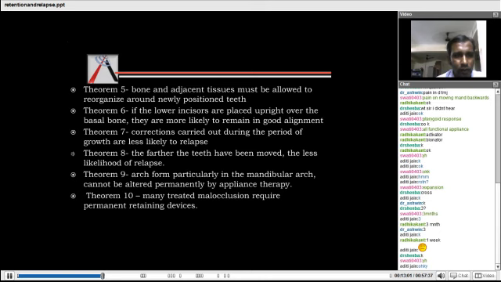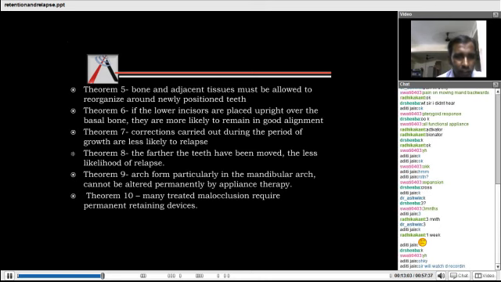Theorem 5: the bone adjacent tissue must be allowed to reorganize. This is what I said, reorganization of the periodontal ligament or the bone. So you should give some time for them to reorganize, because you have the new position, right? Yeah, okay.